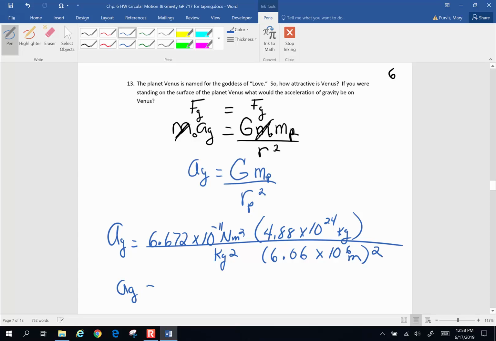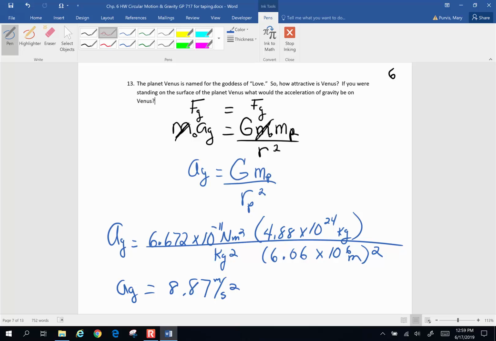So if we take a look at this, and I'm going to pick up my calculator, 6.672 times 10 to the negative 11th times 4.88 times 10 to the 24th divided by, open parentheses, 6.02 times 10 to the 6th, squared, close parentheses, and I ended up with 8.87 meters per second squared.